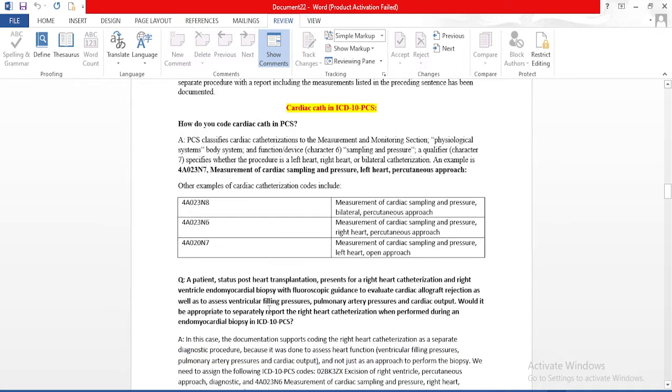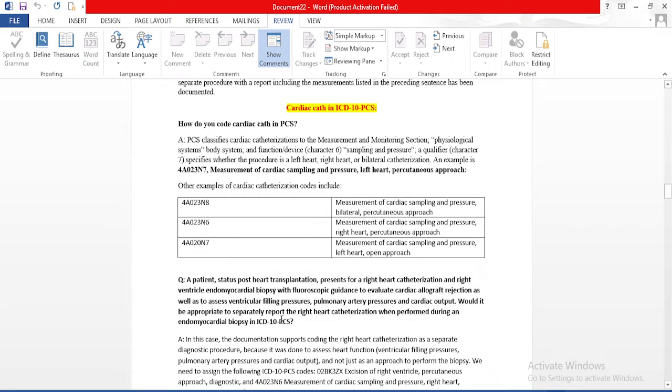So now we can learn a few topics related to ICD-10 PCS cardiac catheterization. How do you code cardiac cath in PCS? PCS classifies cardiac catheterization to the measurement and monitoring section. Here: physiological system body system and function, device character 6 sampling and pressure. Qualifier character 7 specifies whether the procedure is left heart, right heart, or bilateral catheterization.